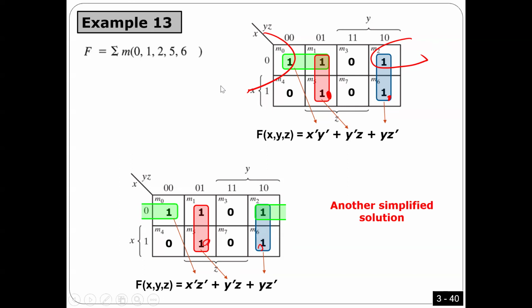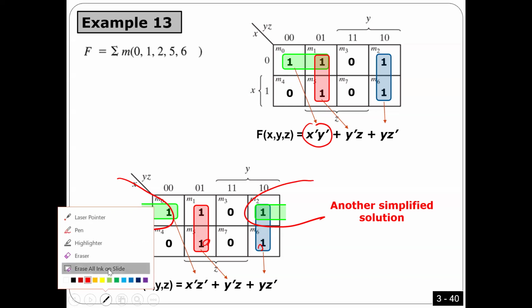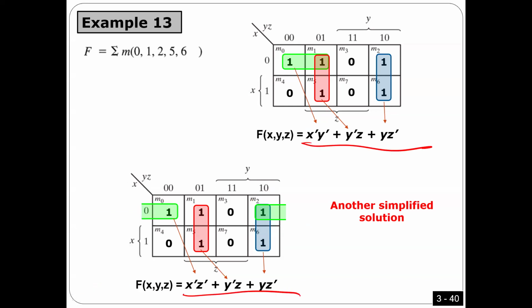Both of them are most simplified. Okay, so here what I can do, guys. I'm gonna take this one with this neighbor, and this will make this term x prime, y prime, or I can take this one with the neighbor here. Also, I'm gonna make this term. So you can see here, guys, I have two valid solutions. If you look at this equation, both of them have three terms, and all terms have two variables. So none of them is better than the other. Any questions?